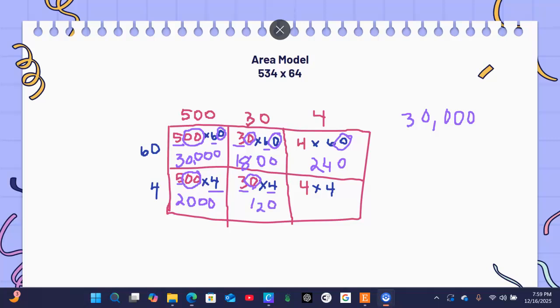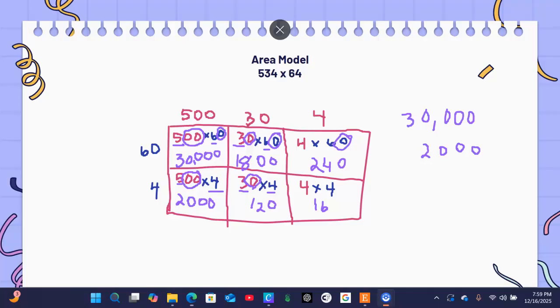And we're going to multiply our 4 times 4. There's no zeros there, and that would be 16. Now, all I'm going to do now is just go through and write out all of my partial products. It doesn't matter the order that you write them in. You just have to make sure that you're representing all of the digits.